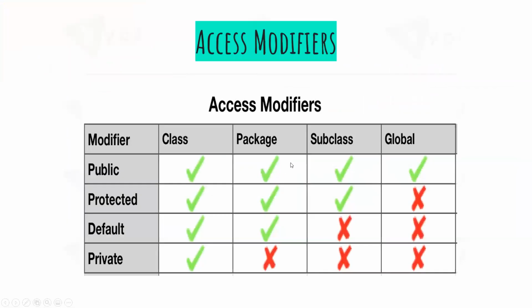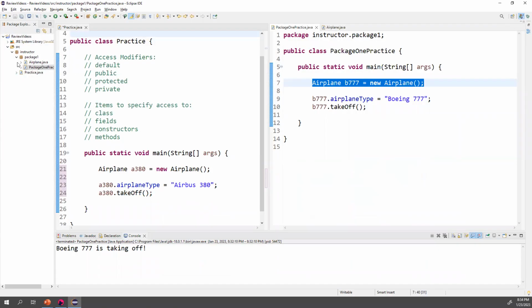Now, what about being accessible at the subclass? This will make more sense once we cover module 7. So for now, it doesn't really make much sense to us. But then what about the global? The global is basically the level of the whole project. So at the whole project level, it says that you can access airplane.